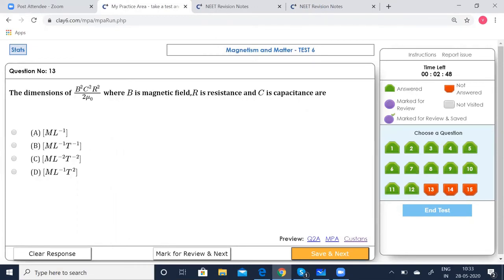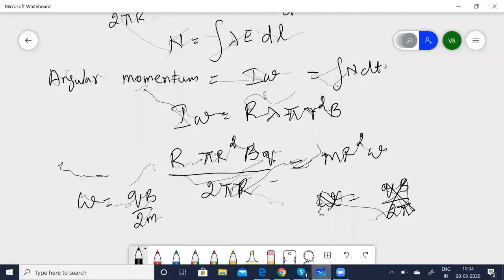The 13th one. The dimensions of B squared, C squared, R squared by 2 mu 0, where B is the magnetic field, R is the resistance, and C is the capacitance, are ML to the power of minus 1. So let us quickly solve this dimensionally.